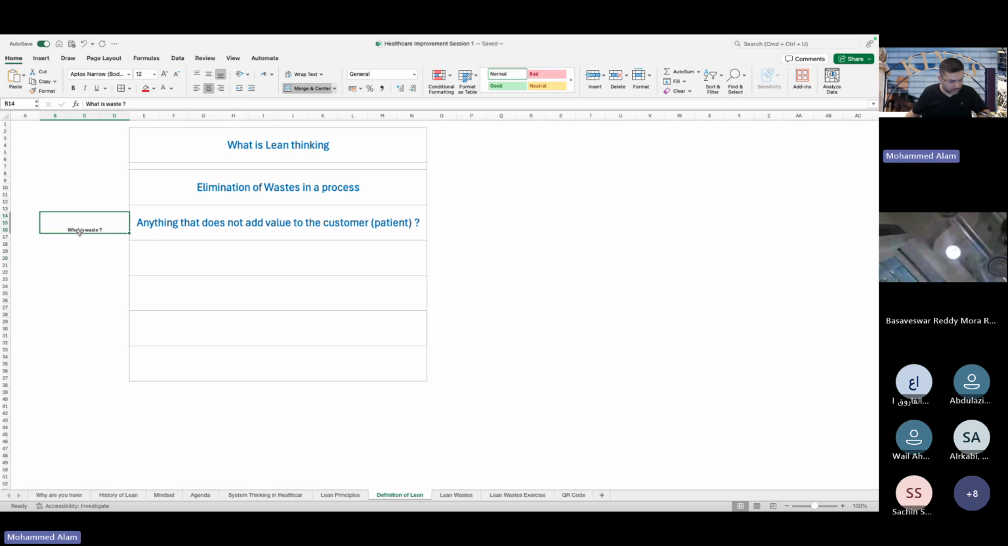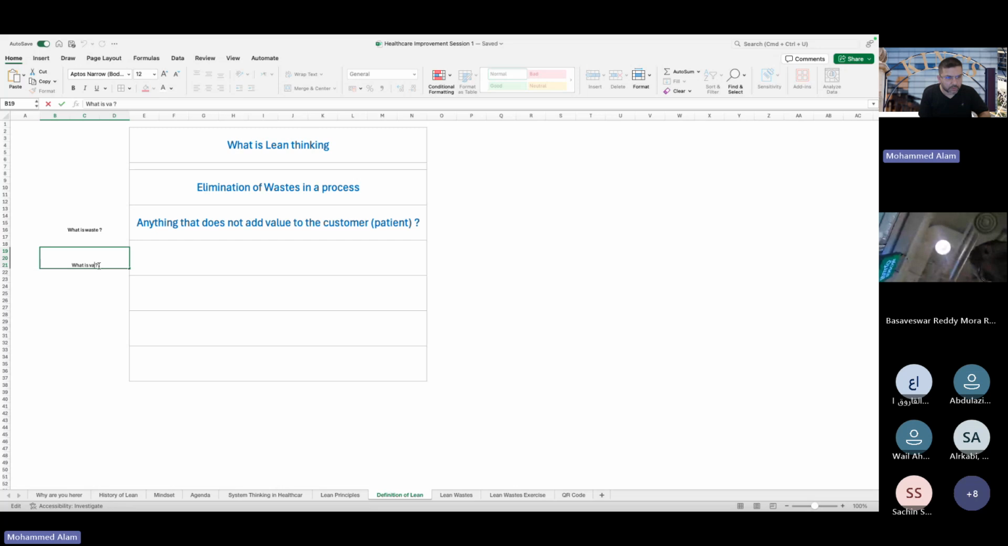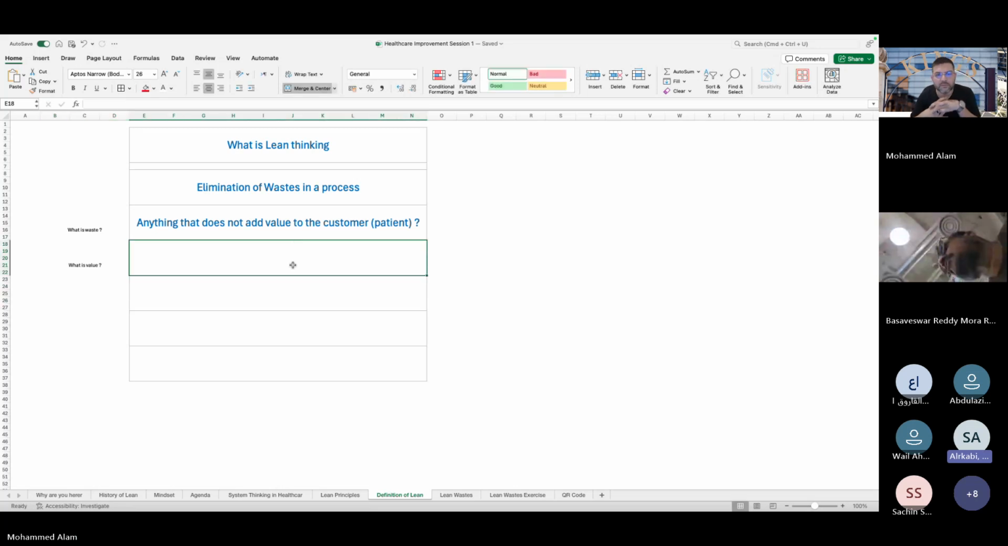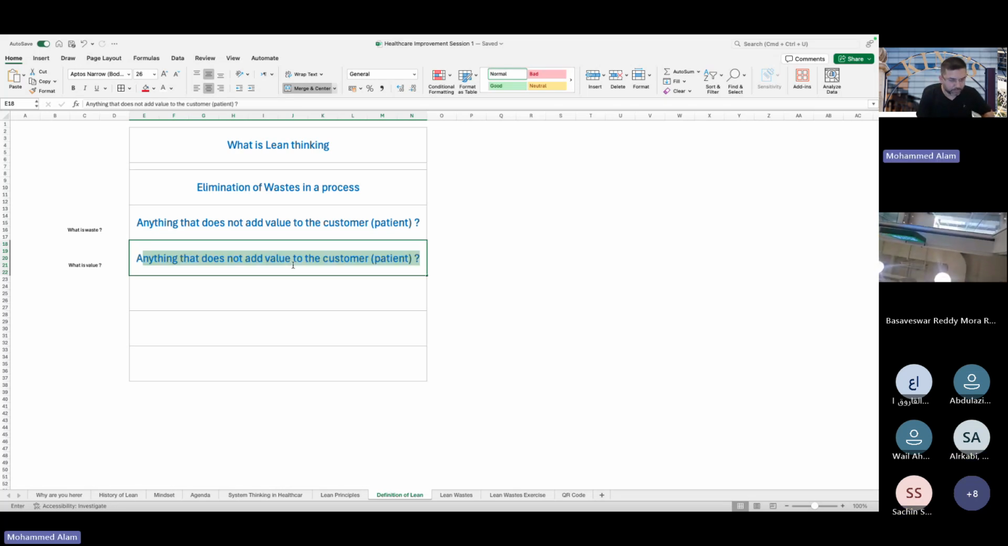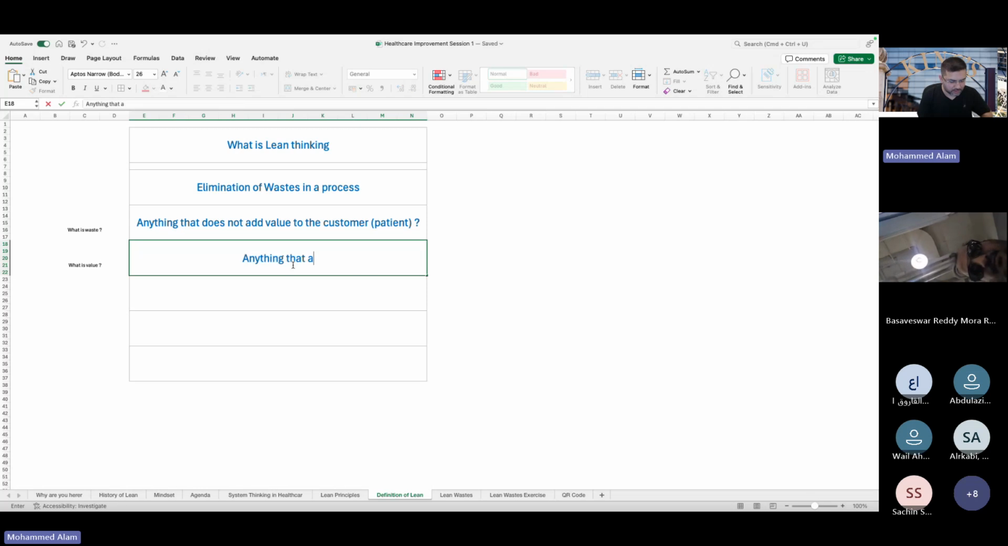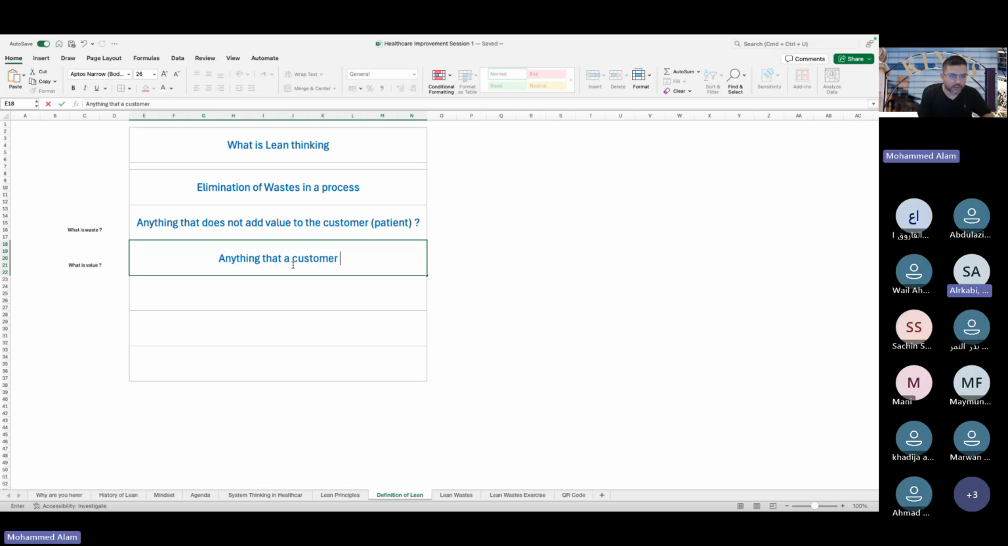Now, the another question comes, now we're breaking down this definition. What is value? Anything that the patient deems as value. So what is value? Again, that's a good answer. I want more of you to answer this. What is value? Anything the customer is willing to pay for the services. Perfect. Anything that customer is willing to pay for.